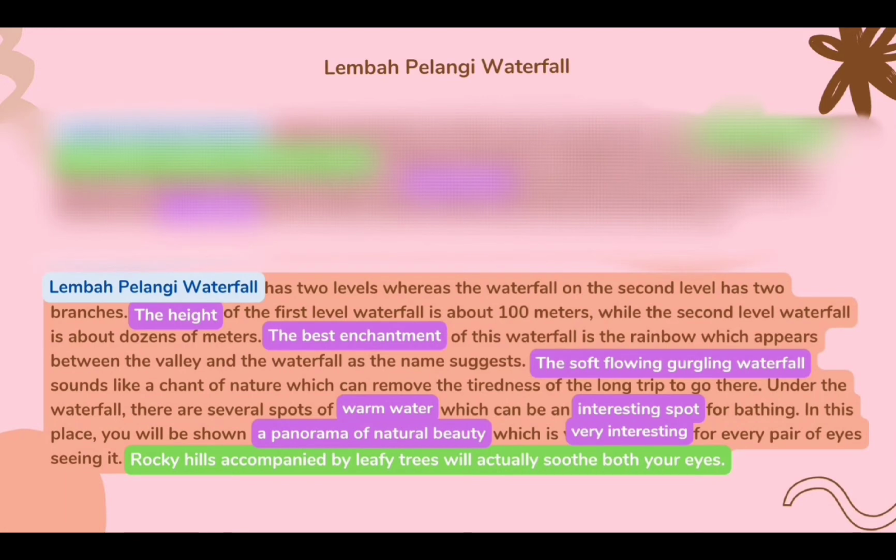And let's see the second paragraph. This is the description part. In the second part, it contains information about Lembah Pelangi waterfall specifically. It also describes the height of the waterfall level, the scenery, and interesting things about that place.